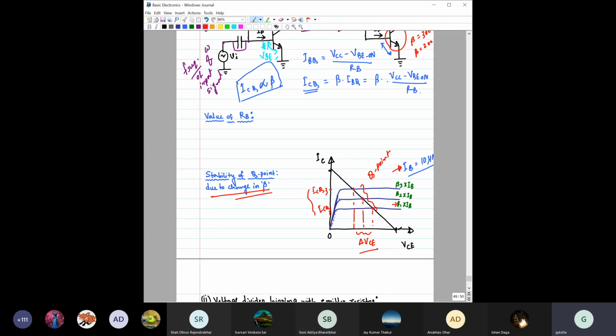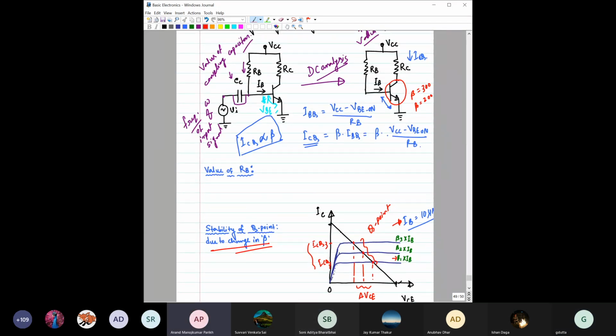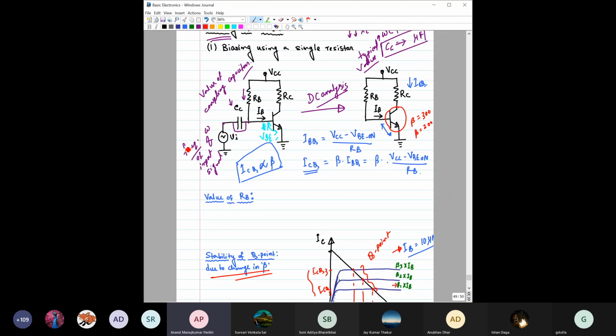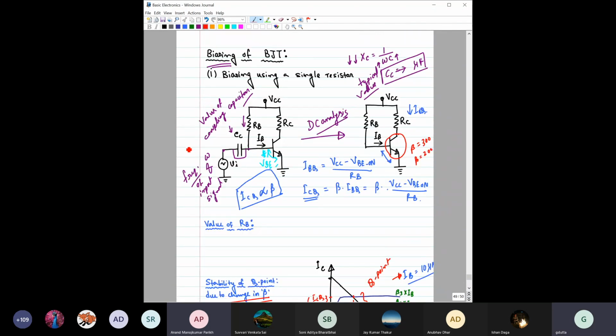Sir, if we are neglecting the capacitor during all calculations, then why do we need it at all? No, we are not neglecting it in all calculations. Right now we are focusing only on the biasing part. Biasing means the DC biasing part, so we should consider only the DC part. The question is, why are we showing it? We are showing it to give you an idea how the actual circuit would look like.